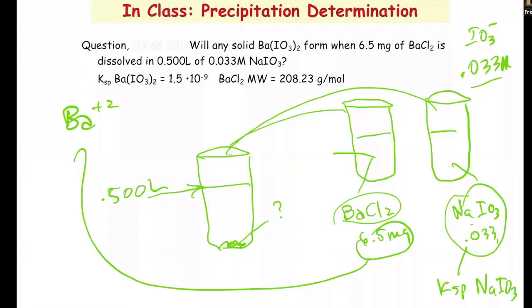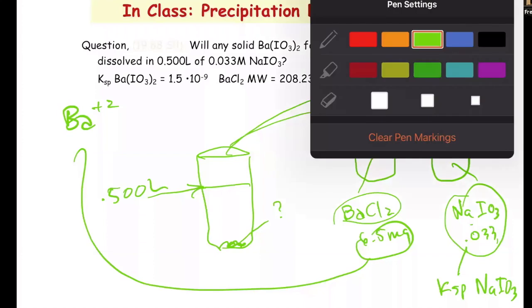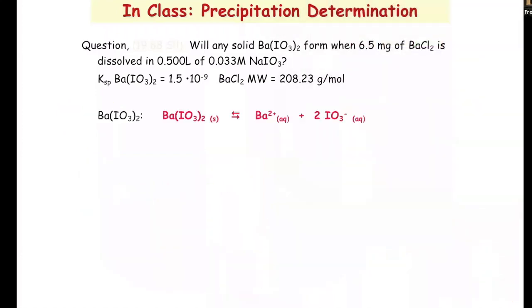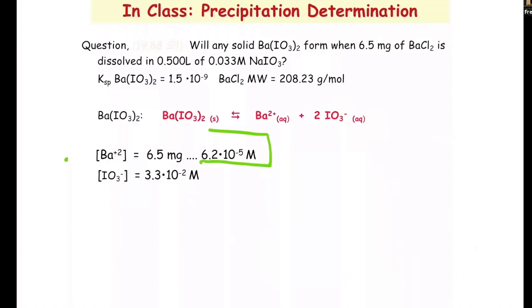You multiply them against each other based on the mass action expression, and then see whether that Q value is bigger or smaller than the KSP. So this is what it looks like. Okay, this is the reaction. For barium, 6.5 milligrams is going to be 6.2 times 10 to the minus 5 molar. I'm not going to do that math for you because you guys should know how to do that.